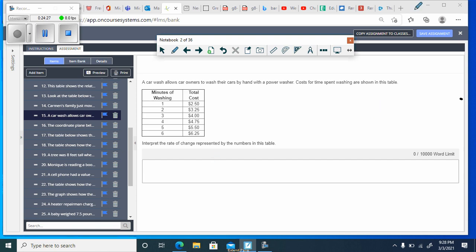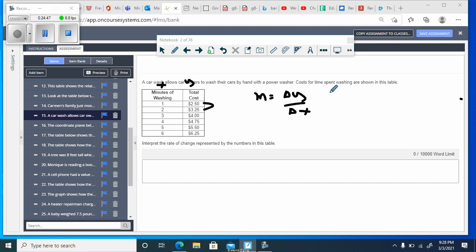A car wash allows car owners to wash their cars by hand with a power washer. Cost for time spent washing is shown on the table. Interpret the rate of change represented by the numbers in the table. We know our rate of change is our m, our change in y over change in x. Here's your x, here's your y.